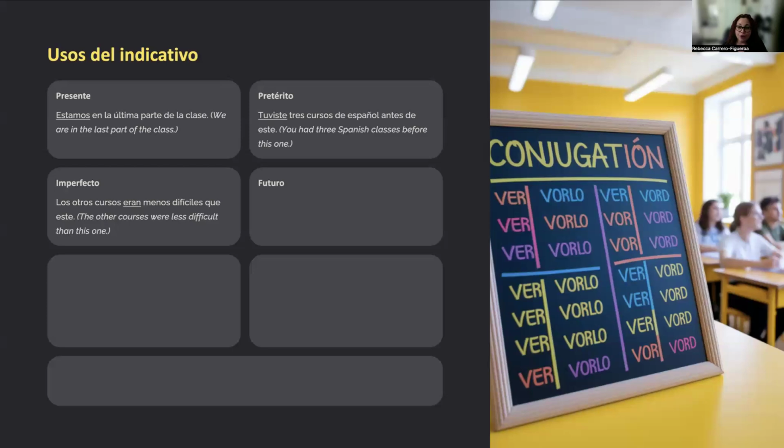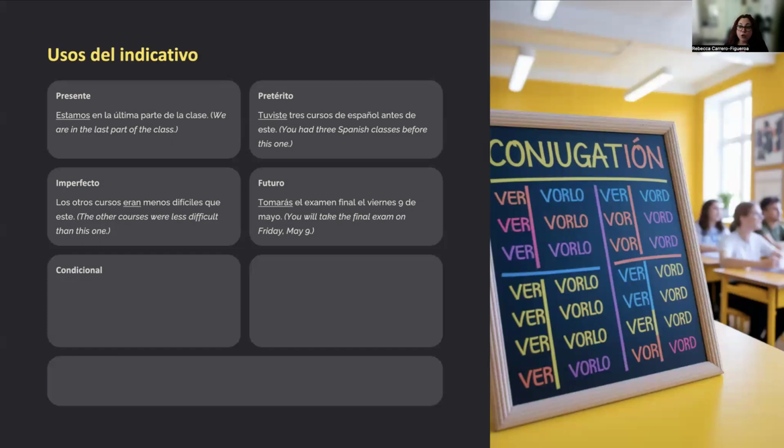Futuro. The first tense that you learn in 2102, futuro. Te tomarás el examen final el viernes 9 de mayo. The verb tomar, it's in the future. You will take the final exam on Friday, May 9, okay?